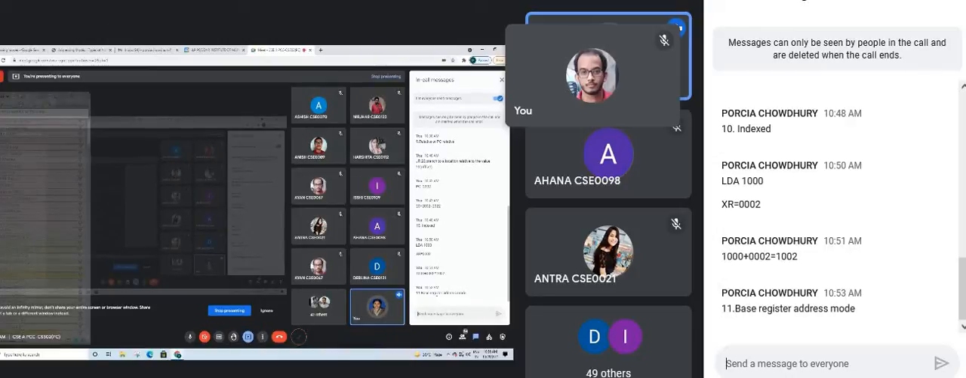Now for the relative address mode, or the PC relative address mode, I have one diagram with me, and I will share that diagram on WhatsApp. That diagram is basically for PC relative address mode. If you see the diagram, it's received. You can see it, students?